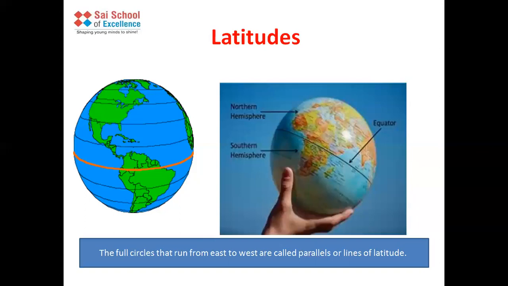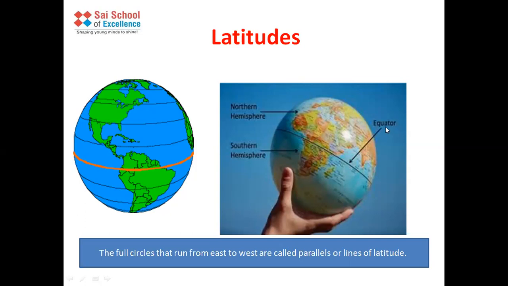Now, the two endpoints of the axis of rotation are called the poles. So, to the north is the North Pole and to the south is the South Pole. Now children, here as you can see, an imaginary line drawn midway between the North Pole and the South Pole, which divides the Earth into two equal parts. This line is the longest line of latitude and it's known as the equator.